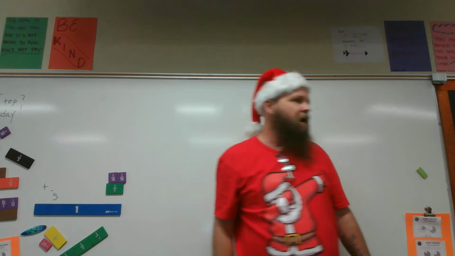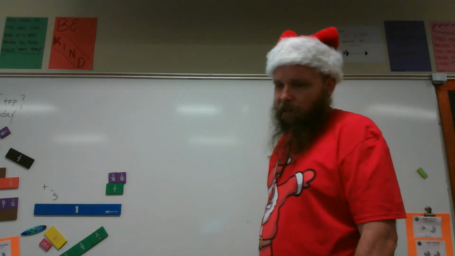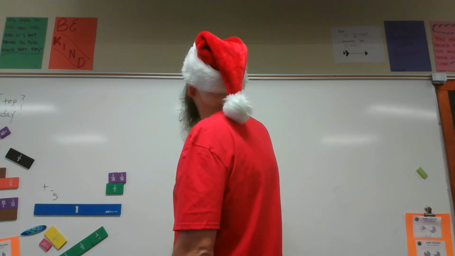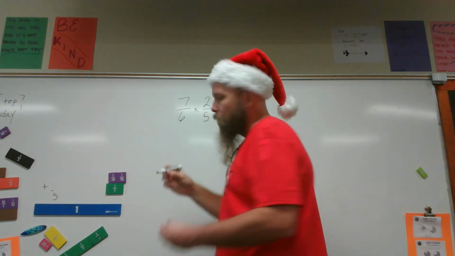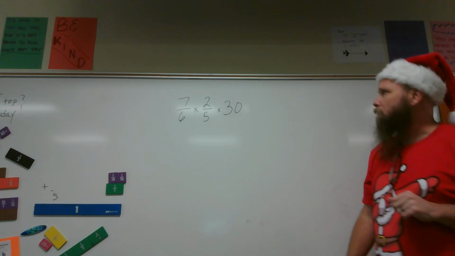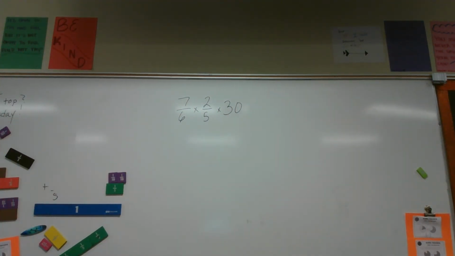So let's jump back and do one from the assignment. Number 16. All right, 16. Let's do 7/6 times 2/5 times 30. Which number is that? 16, the one I just said, for those that were listening. 7/6 times 2/5 times 30.